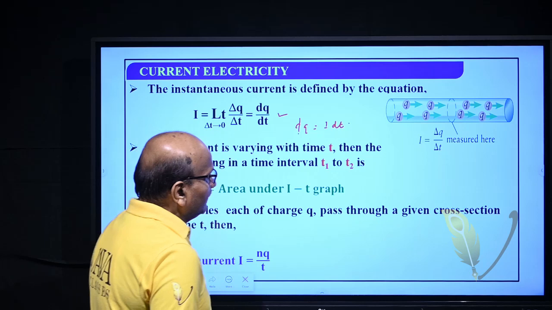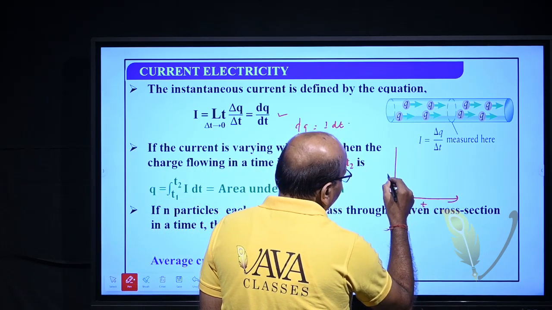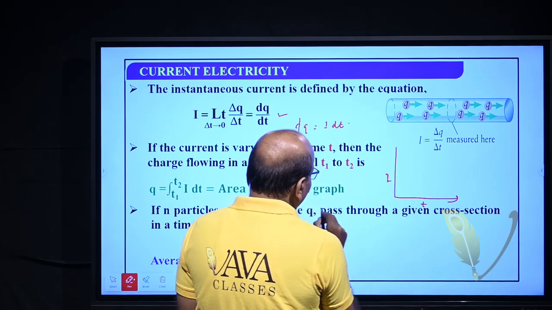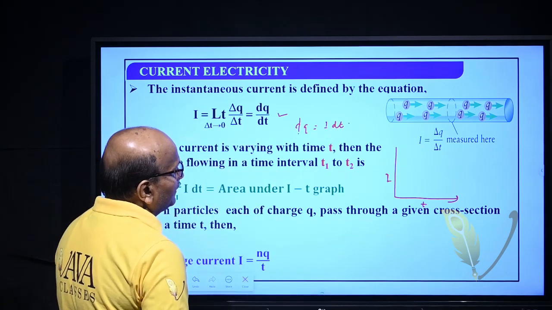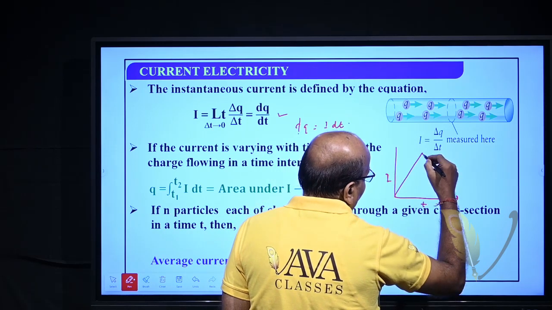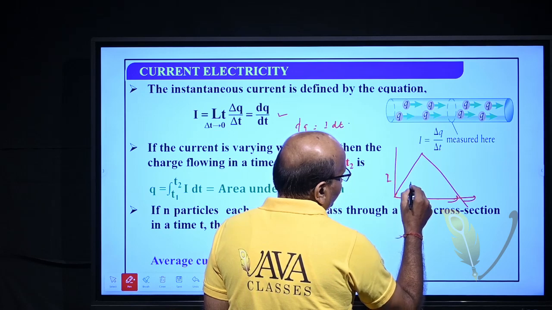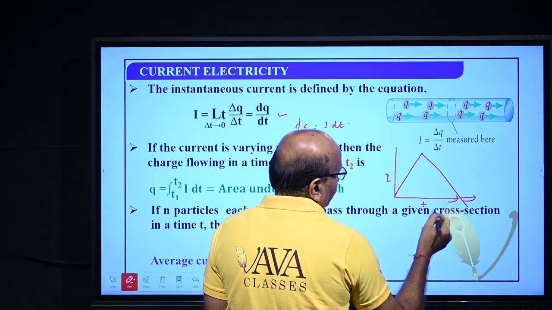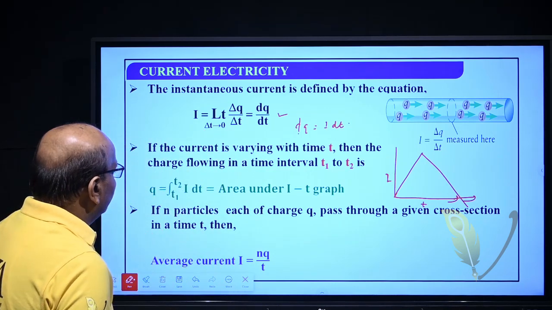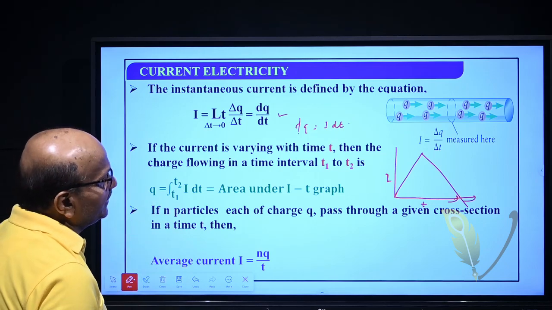And if we draw a graph between time and current, the area under the graph will be the amount of charge flow. So, suppose the graph is in this way, then the amount of charge is equal to the area of this triangle, that is half base into height. When calculated, it will give the amount of charge that flows within that time.